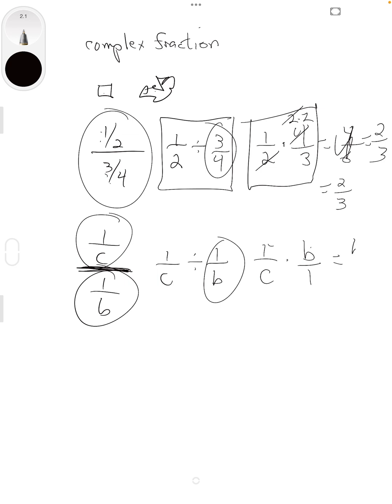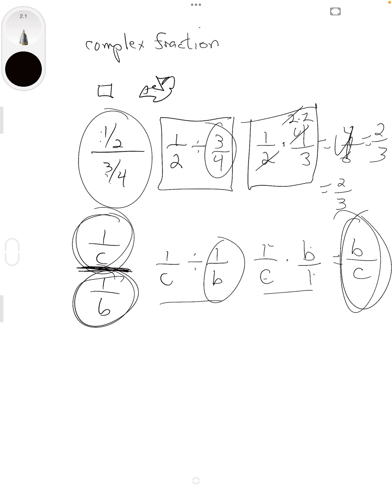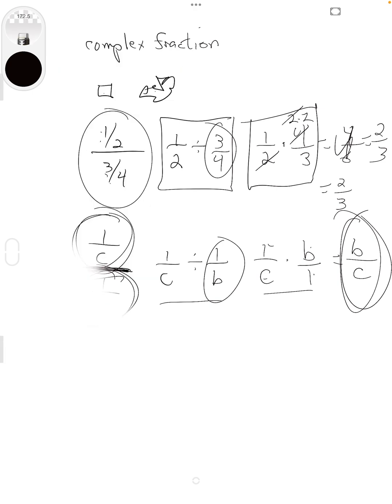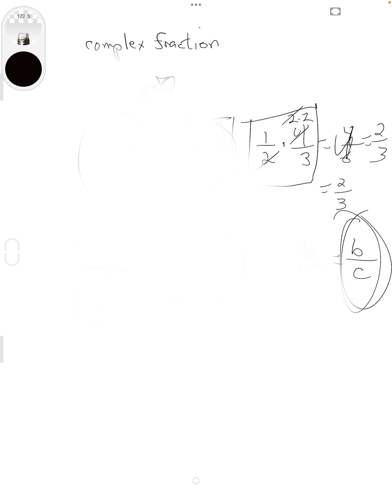1 times b is b. 1 times c is c. Answer. So a complex fraction with letters can always be written as a simpler fraction if you do these 2 steps. So it doesn't matter how ugly it is, it still works. So I'm going to give you some increasingly uglier ones so you see how this always works anyway.